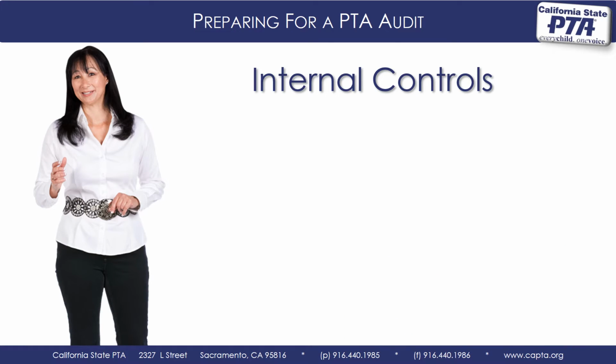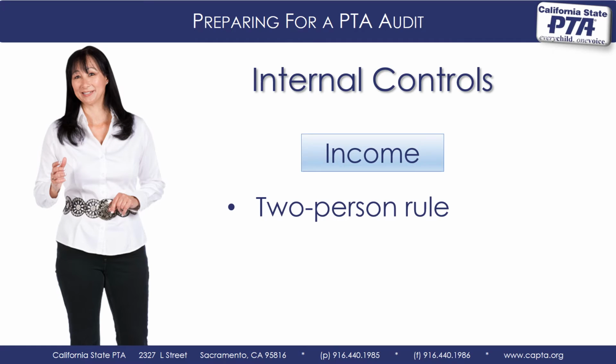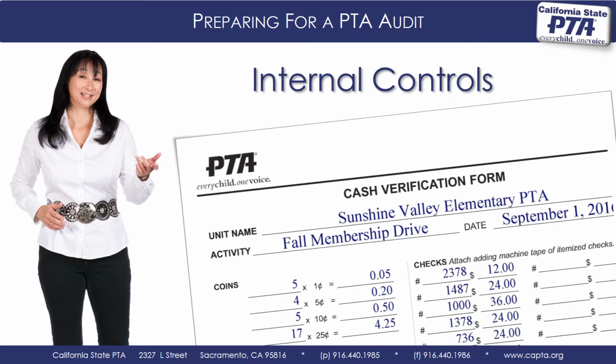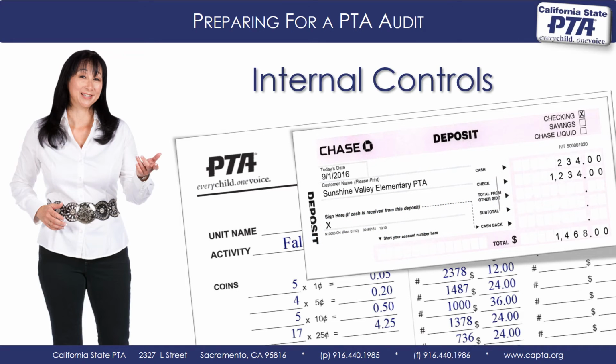The auditor then explains the internal controls that will be audited. Controls that protect PTA's income include PTA's rule that 2 people must receive, open, and count all money received, and that money received must be immediately deposited into a PTA bank account. The PTA auditor will examine cash verification forms and deposit slips to verify that all income was received, opened, and counted by a PTA officer or chairman and 1 other PTA member, and that the money was immediately deposited into a PTA bank account.